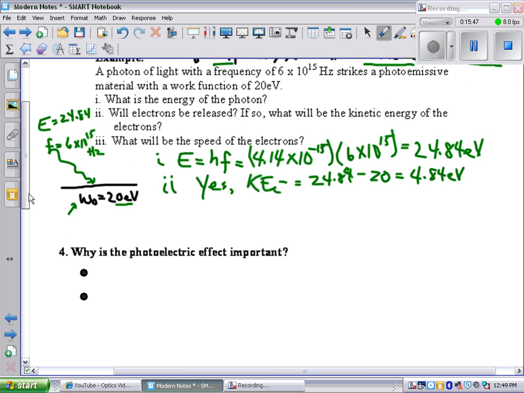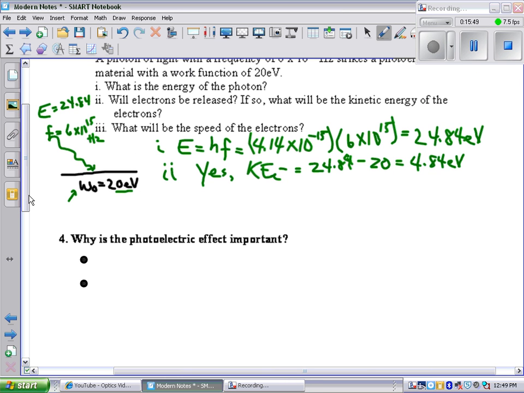Now the next step is a two-step problem, and it's kind of tricky. I want to know the speed, all right? So in order to find the speed of the electrons, I have kinetic energy, so I'm going to use KE is 1/2 mv squared, and that'll give me velocity. Now the problem is I'm in the wrong units, okay? I have 4.84 eVs, and I have to be in joules if I want to use this equation. So I have to convert.